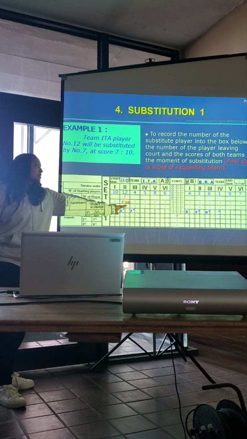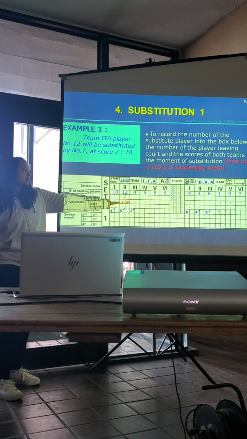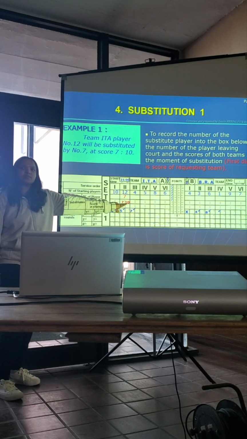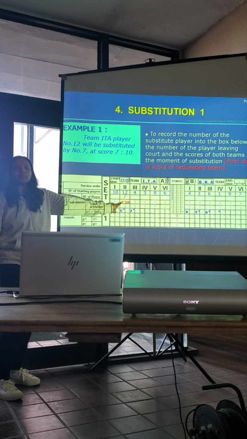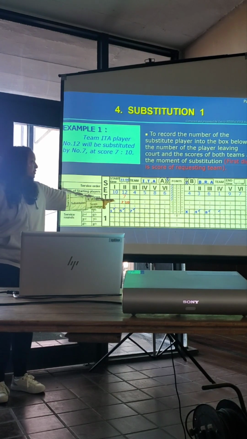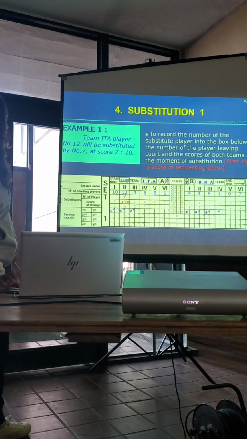So I also see people confuse themselves here. The first score is Italy's score. The second score is Brazil's score. Italy called the timeout. Italy made the substitution. Right? And you record the actual score at that time, at the substitution time.